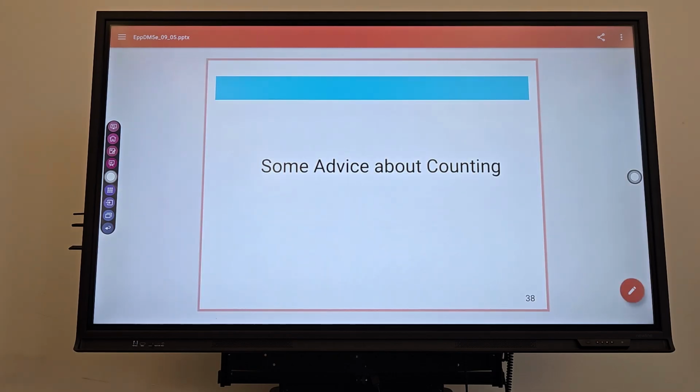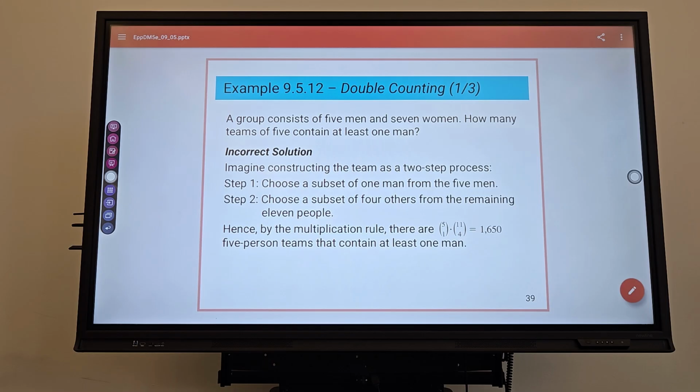All right, some advice about counting. A group consists of 5 men and 7 women. How many teams of 5 contain at least 1 man? The incorrect solution is to imagine constructing a team as a 2-step process. Choose a subset of 1 man from the 5 men. Choose a subset of 4 others from the remaining 11 people. Hence, by the multiplication rule, there are 5 choose 1 times 11 choose 4, or 1,655 teams that contain at least one man.